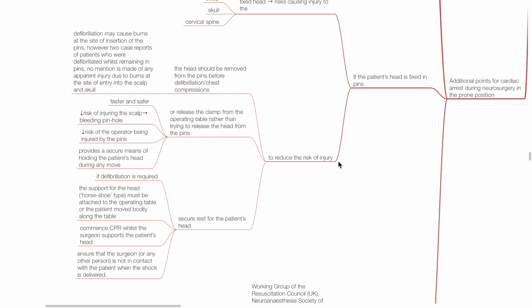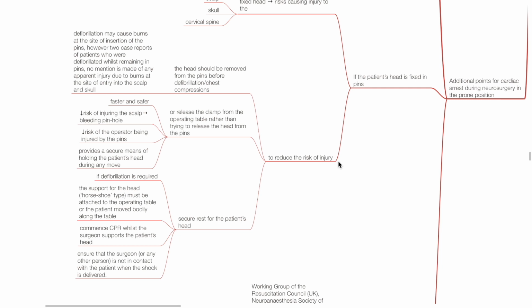Another option is to release the clamp from the operation table rather than trying to release the head from the pins. This is faster and safer, reduces the risk of injuring the scalp, resulting in a bleeding pinhole, reduces the risk of operator being injured by the pins, and provides a secure means of holding the patient's head during any move. Secure rest for the patient's head if defibrillation is required.